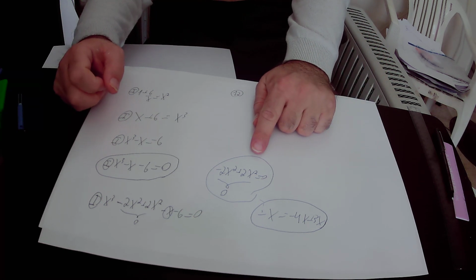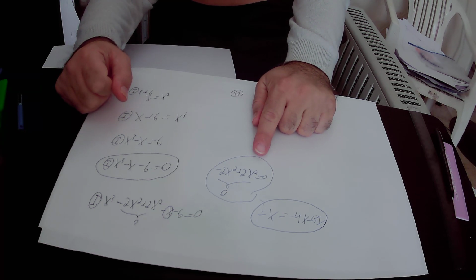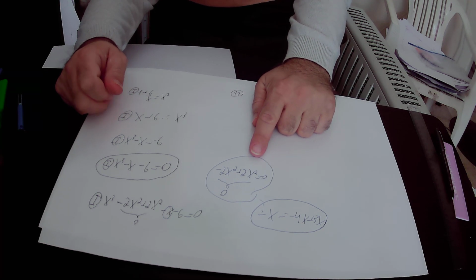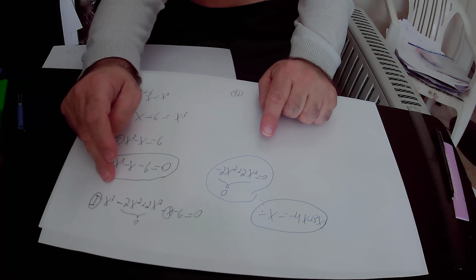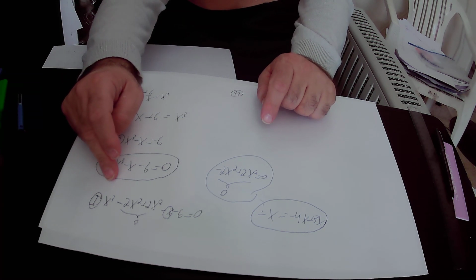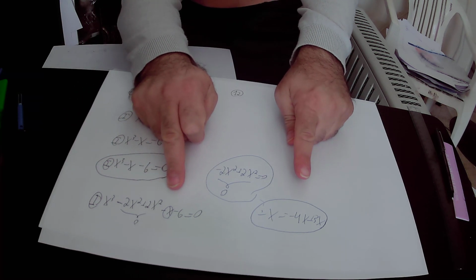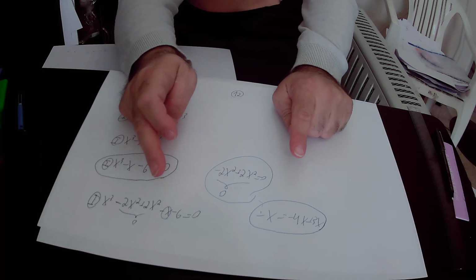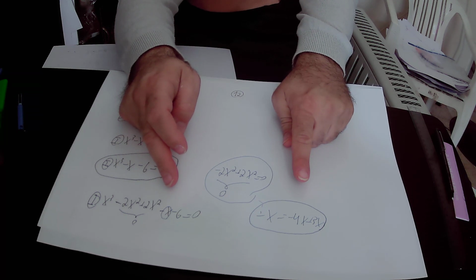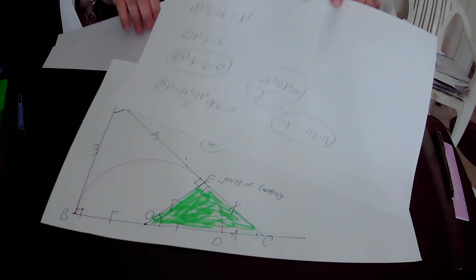We know that minus 2X squared plus 2X squared is 0, and we can add 0 to any equation, so we added this expression that equals 0 to this equation, and we got this expression. And then we substituted minus X by minus 4X plus 3X, because minus 4X plus 3X equals minus X, and we got this expression.